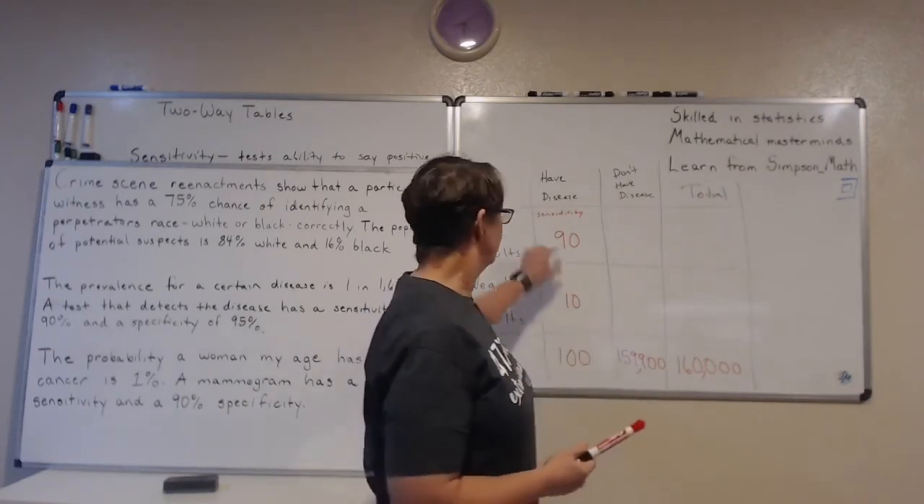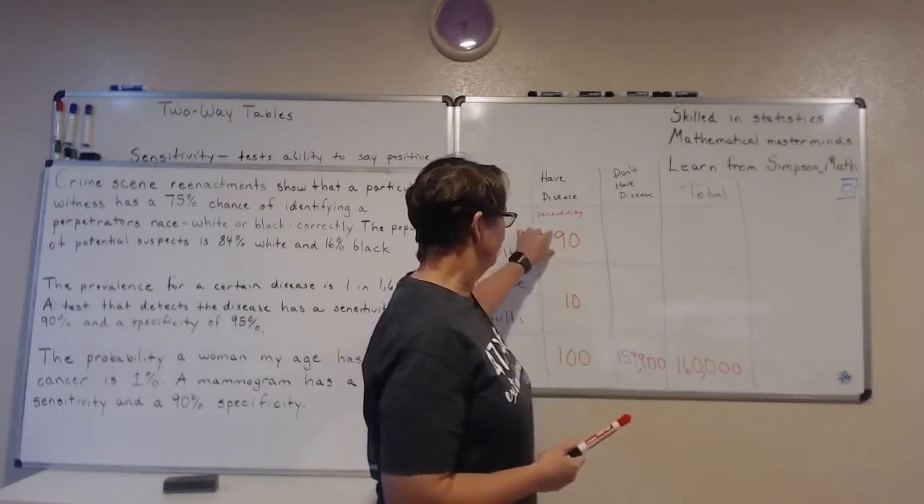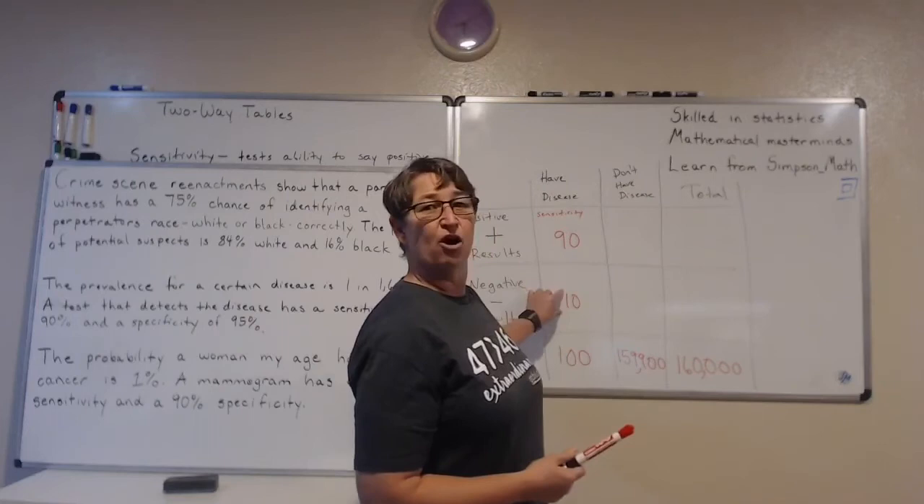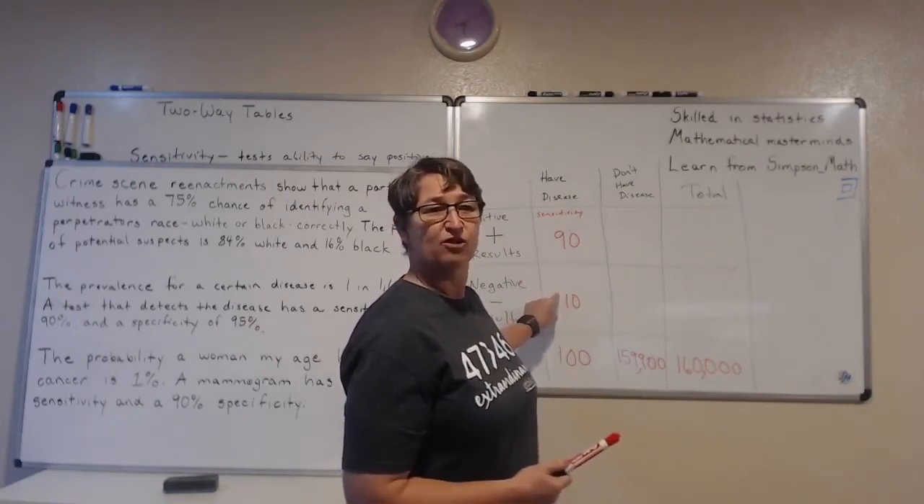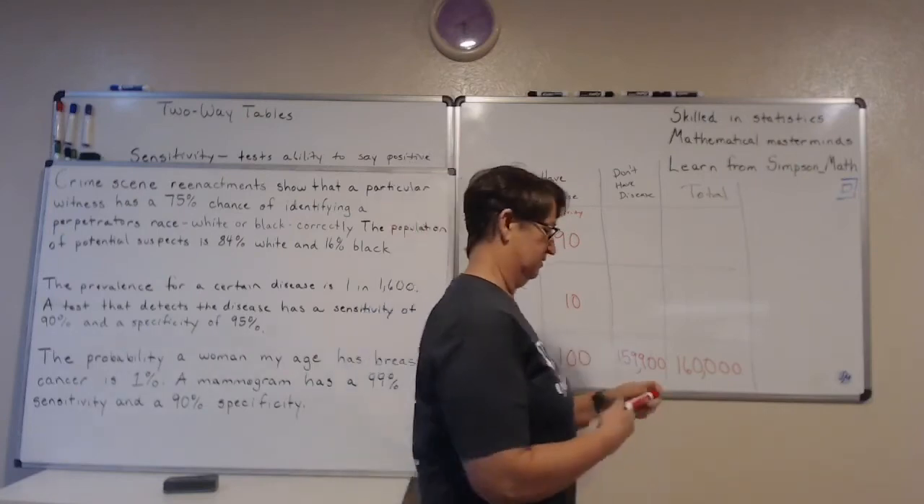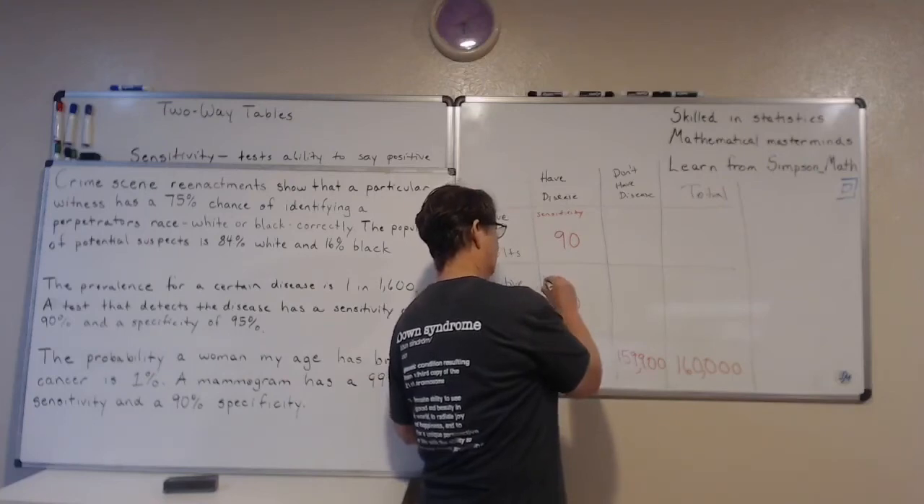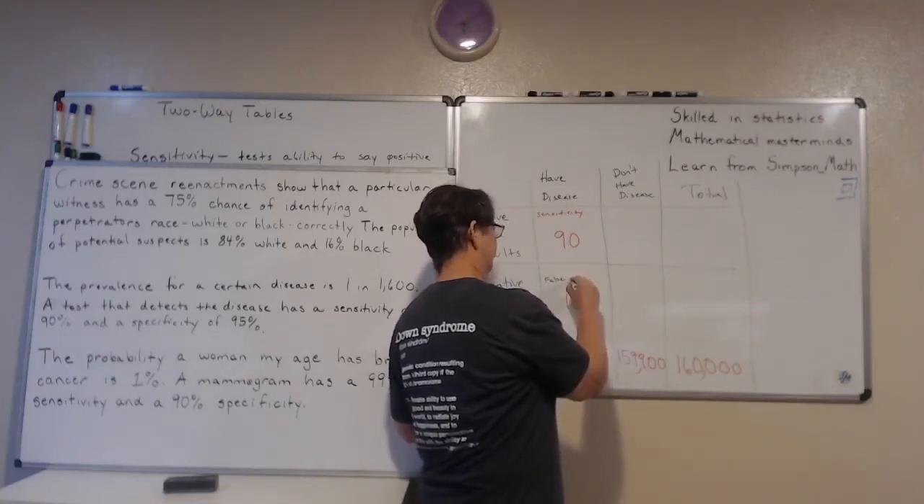But there's that. This is a true positive. These guys are a false negative. They got a negative result, but it was false. It wasn't a true thing. So we call that, those 10 people got a false negative.